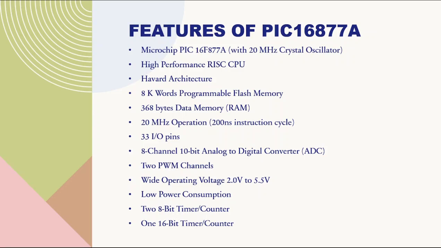And it has, as I mentioned in the table, 2 8-bit timers and 1 16-bit timer, 2 PWM channels, pulse width modulation. It has an operating voltage of 2 volt to 5.5 volt, and there are 33 IO pins. I am going to show the configuration in the later slides. It also has an 8-channel 10-bit analog to digital converter.